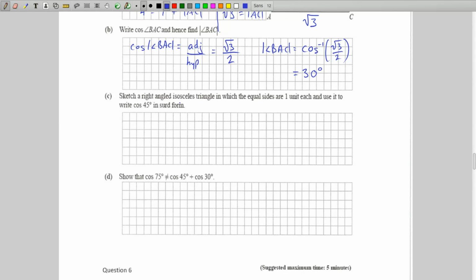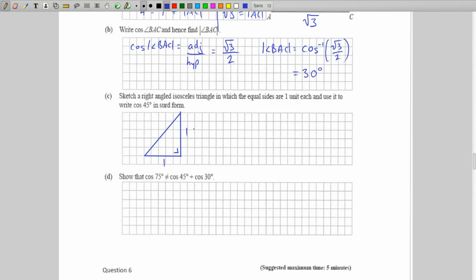Now we have to sketch a right-angled isosceles triangle in which the equal sides are 1 unit each, and use it to write cosine 45 in surd form. So we have a right-angled triangle like this. The equal sides are 1 unit each, so which sides are equal? Well, it's the two on either side of the 90 degrees.